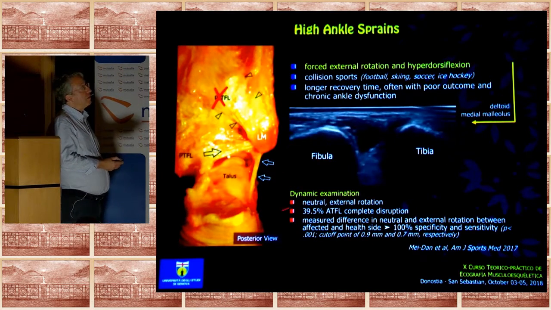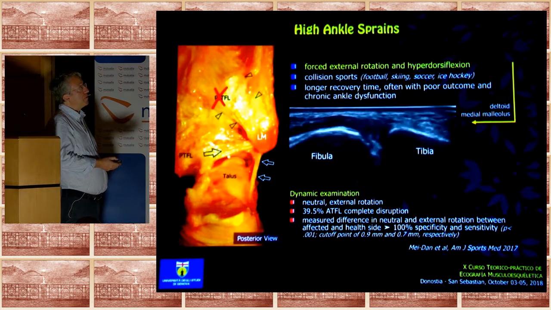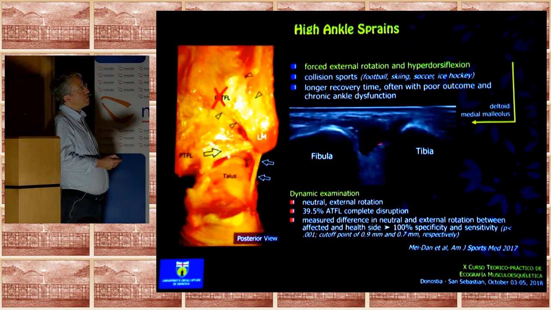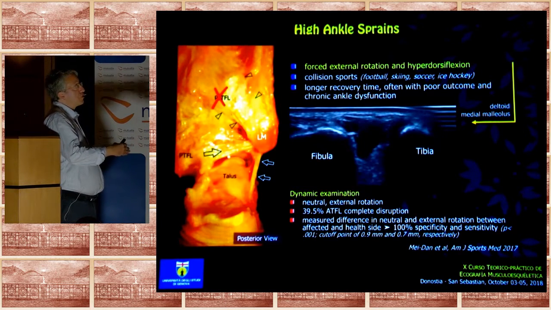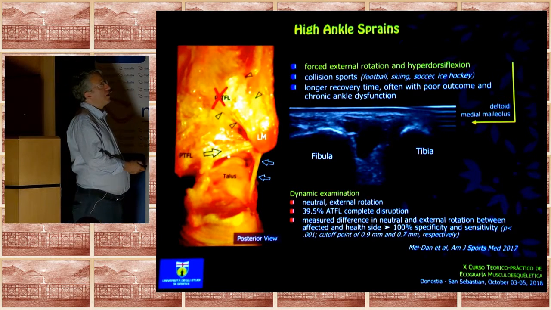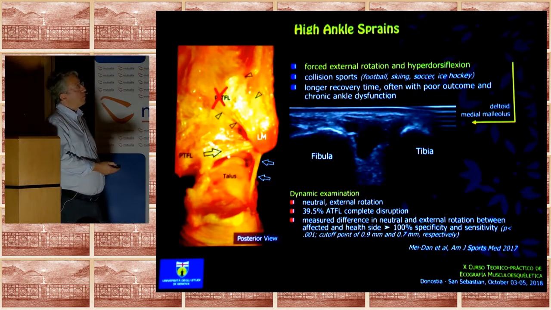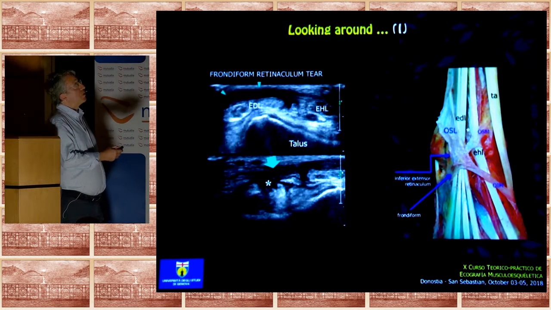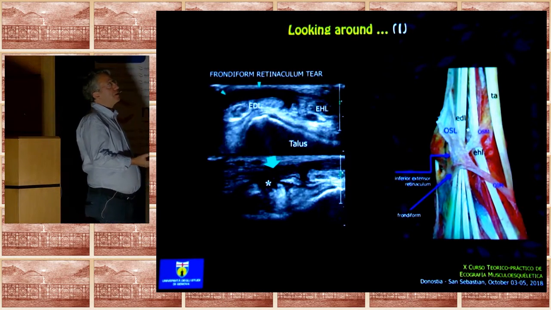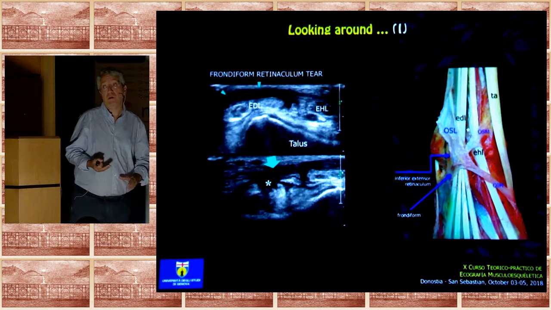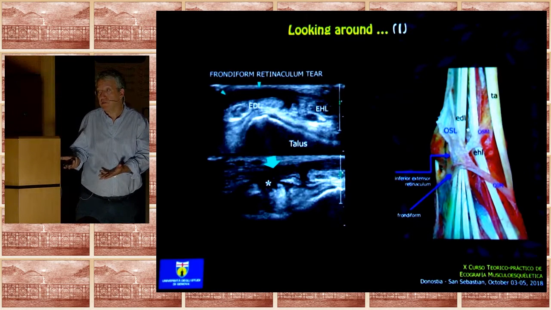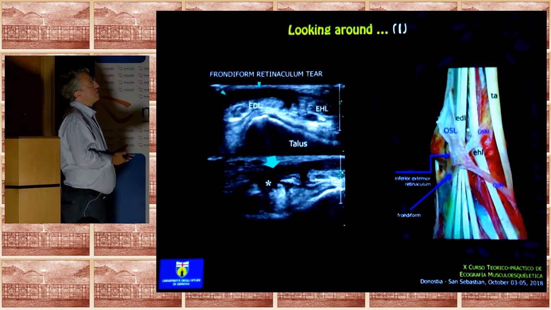This is a very nice dynamic clip provided to me by Javier, and you can see the widening of the space here by passing from neutral to external rotation, and this is an example of a complete disruption of the syndesmosis. Then look around, because you can see other findings in cases of a lateral ankle sprain. One of the most common associations may be the involvement of the peroneals, and Javier already described this kind of condition.